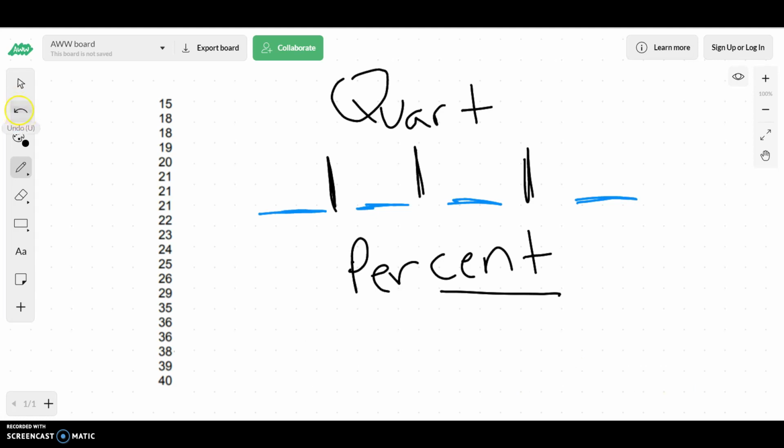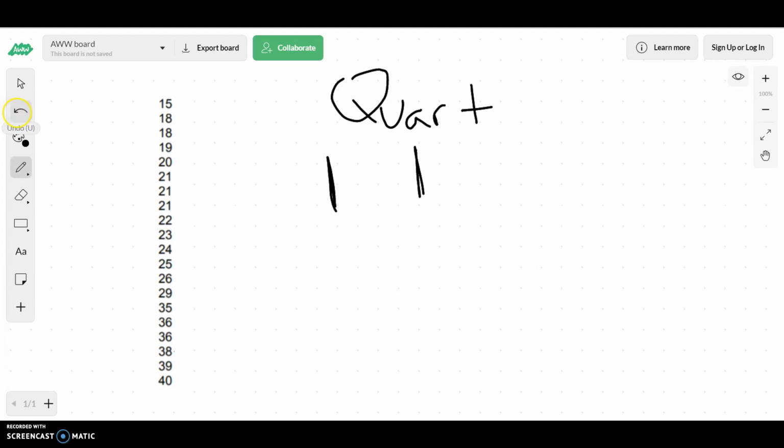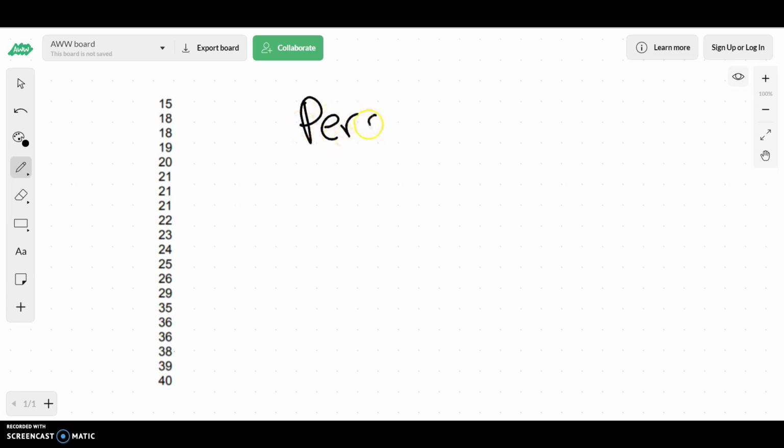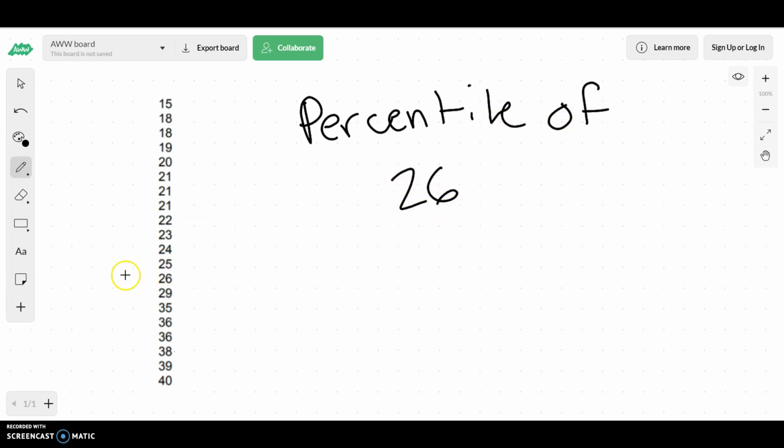Realistically, we can't break this data into 100 tiny pieces, so we do it a couple different ways to find the percentages. Let's talk about how to find a percentile of 26, because that's one of our numbers in here.